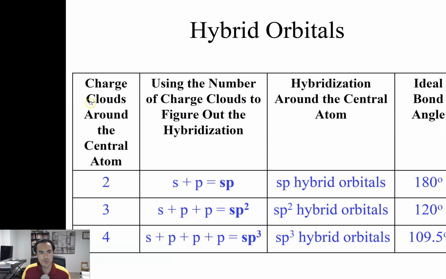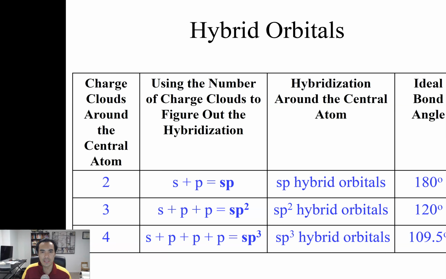So let's take a look at the first one. What if I have 2 charge clouds? In other words, a linear structure. In this case, because we have a linear structure, we're going to find out that the hybridization, in other words, the overlap from those 2 terminal atoms, is going to include the S and the P. That's going to be called an sp hybrid orbital, and it has an ideal angle of 180.